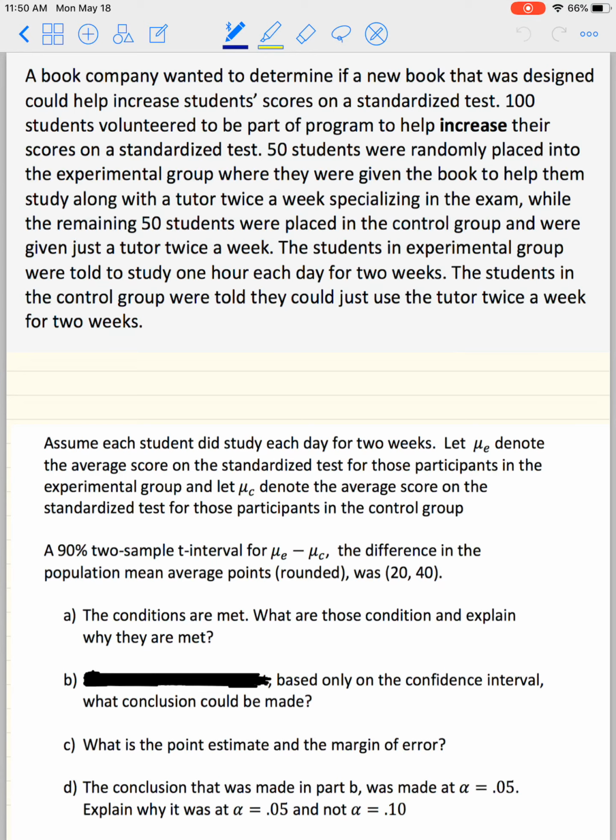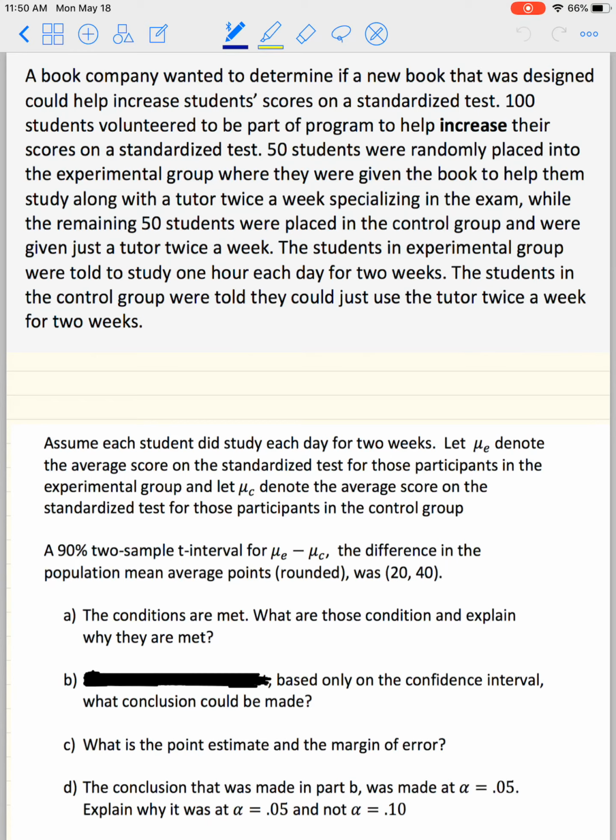A book company wanted to determine if a new book that was designed could help increase student scores on a standardized test. 100 students volunteered to be part of a program to help increase their scores on a standardized test. 50 students were randomly placed into the experimental group where they were given the book to help them study, along with a tutor twice a week specializing in the exam. Okay, so the tutor specialized in the exam.